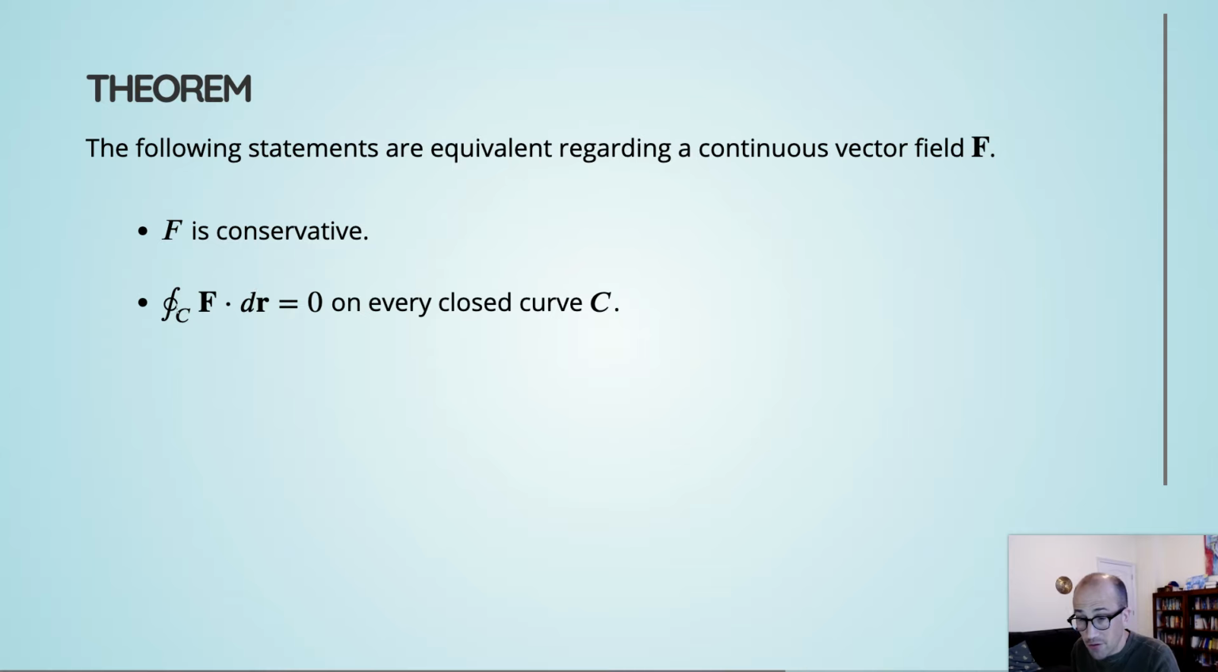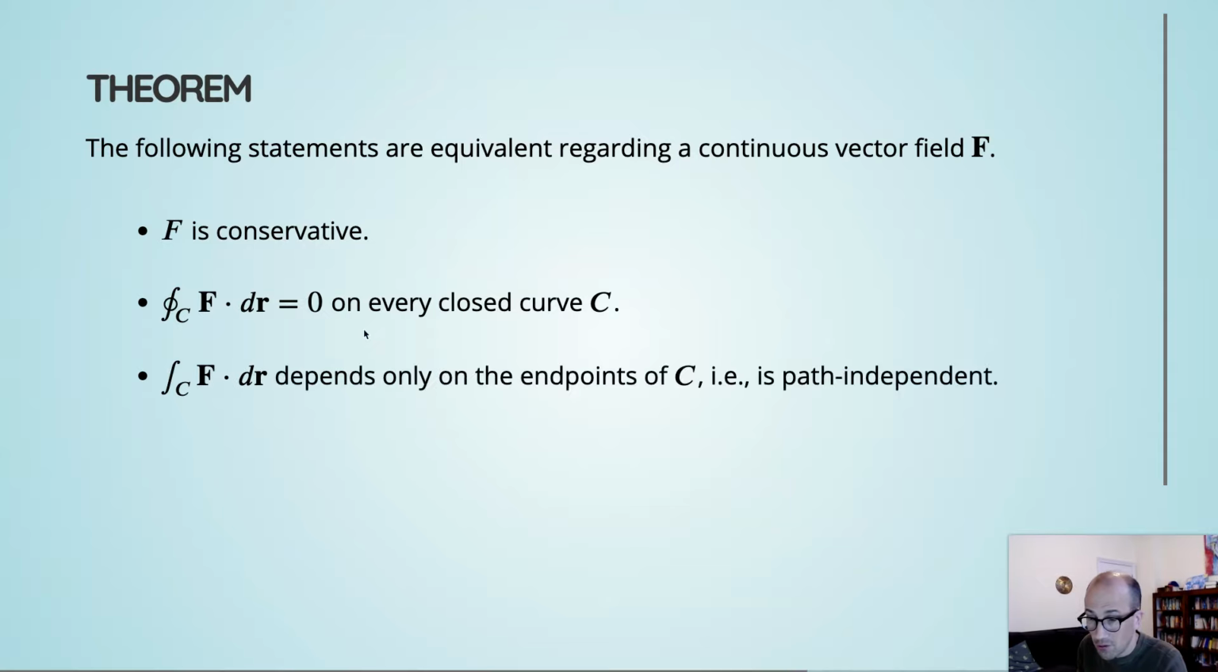Anyway, if F is conservative, supposedly this theorem says that every closed curve gets you 0 when you do a line integral. Right? That's true. I'll show that to you.